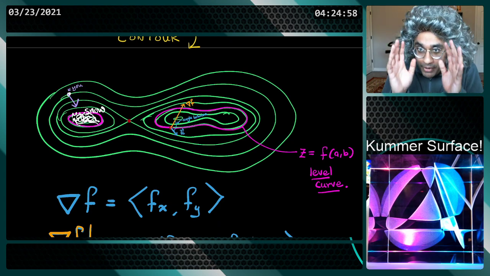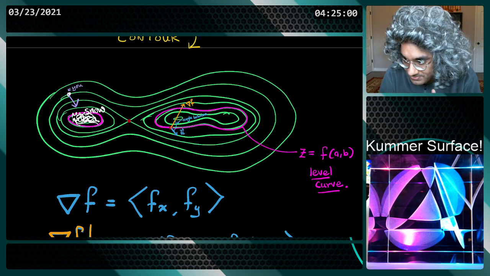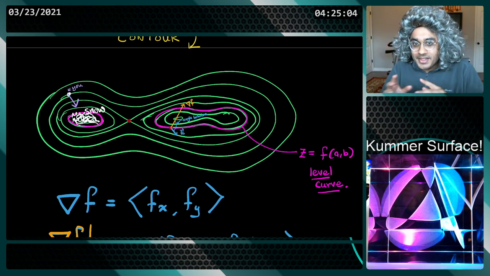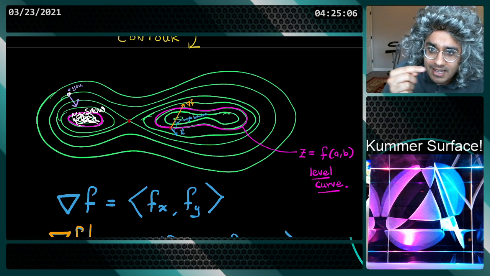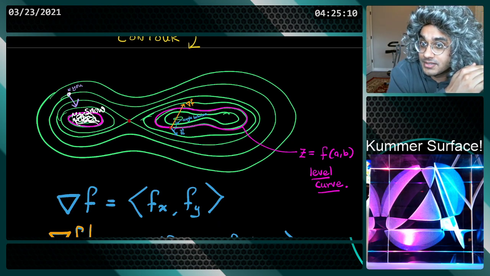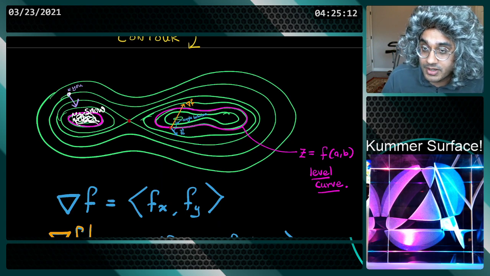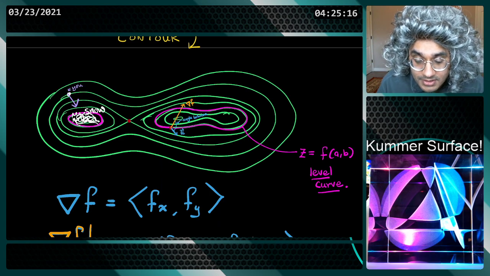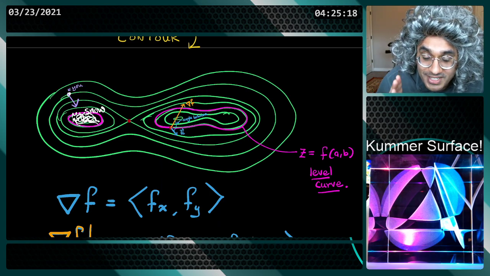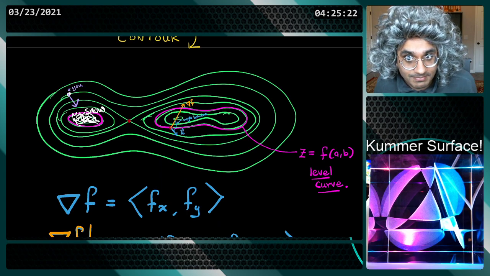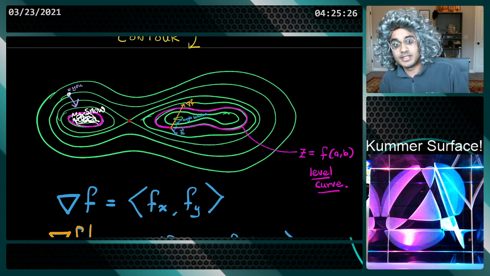No, wrong. The partials. So the individual partials are just telling you that if you were to walk straight sideways in the x direction, you'll go down. And if you were to walk straight sideways in the y direction, or straight upward in the y direction, you will also go down. That's what those two being negative tells you.